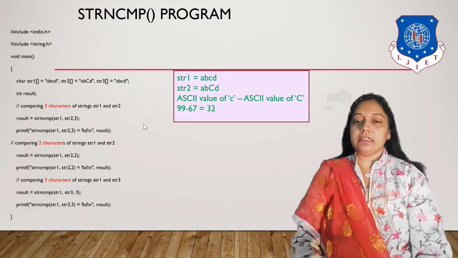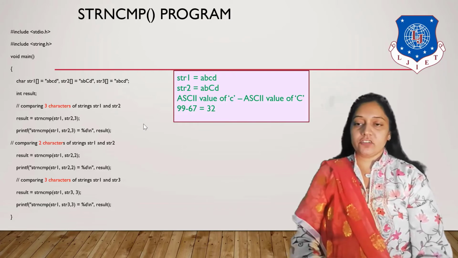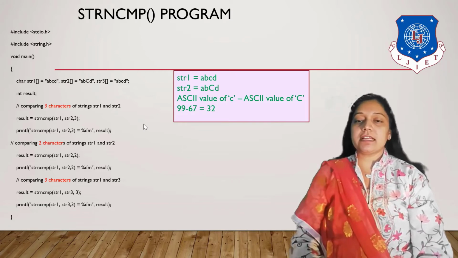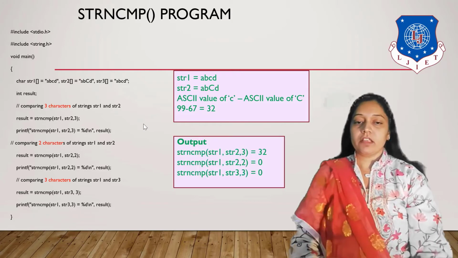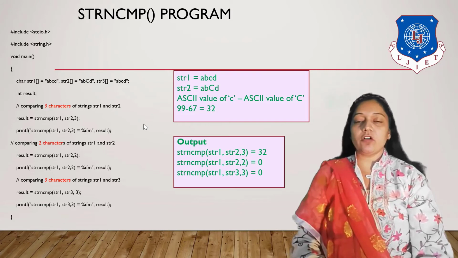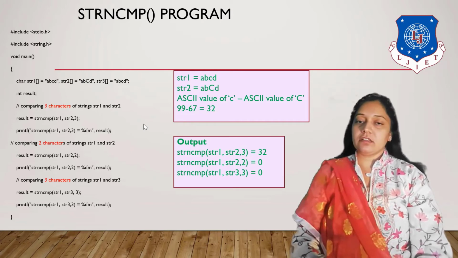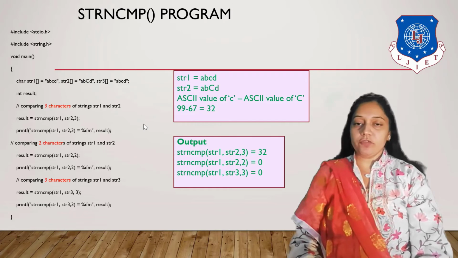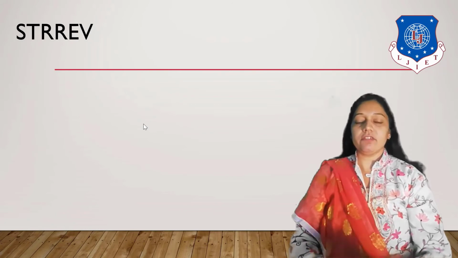And in the third example, in the strncmp function, I'm passing str1, str3, 3. So it will compare the first three characters of str1 and str3. In str1 and str3, the values are exactly the same, so in this case also it is going to return the value of 0. So the final output would be: for the first strncmp function, I'll get 32 because of the difference in the third character. In the second and third strncmp, I'll get the value of 0.